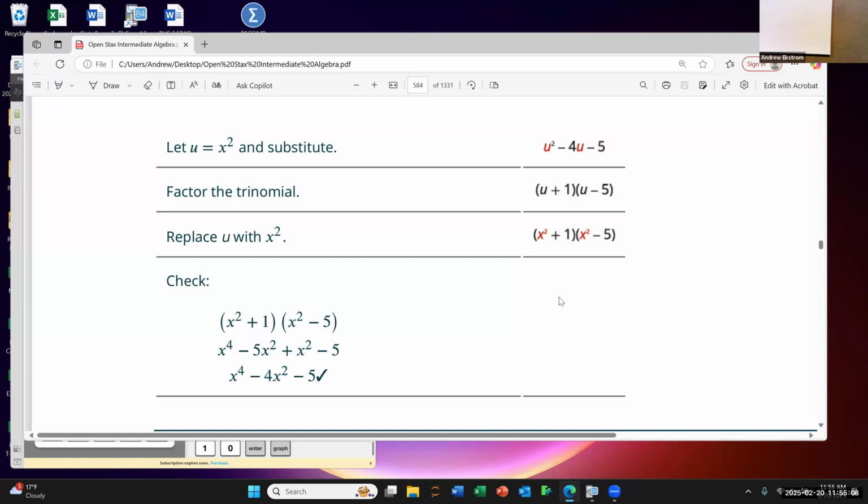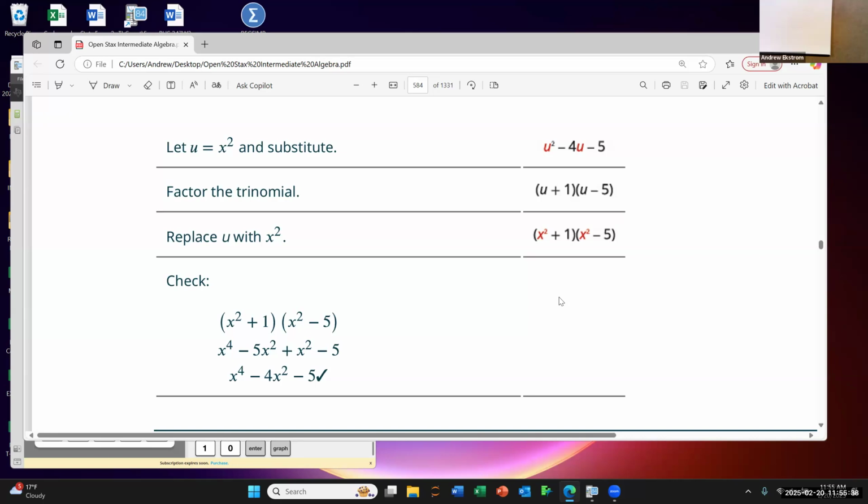So when you factor this using, say, the methods that you already know, that's what you're going to get, right? -5 and +1. You then have to back substitute x squared in for the u's. In here, what's really weird is we have x squared plus 1. We want to make that equal to 0. How do you solve that?